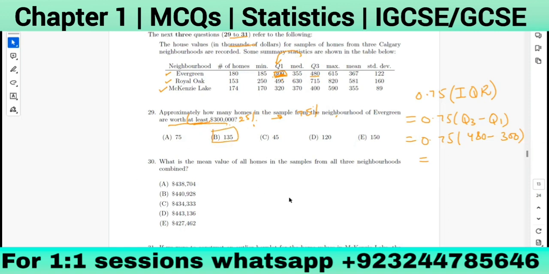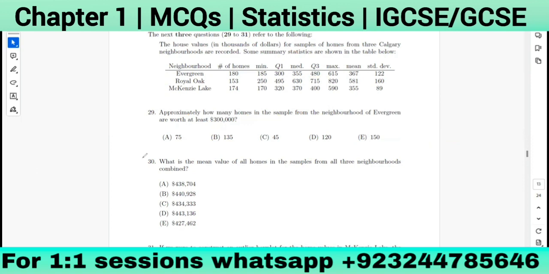What is the mean value of all homes in the samples from all three neighborhoods combined? So now we have to find the mean of all the homes. The mean was already given: the mean for Evergreen is 367, the mean for Royal is 581, and the mean for McKenzie is 355. But now we need to find the mean of all the homes together. So how many homes have the mean of 367? This is the frequency.